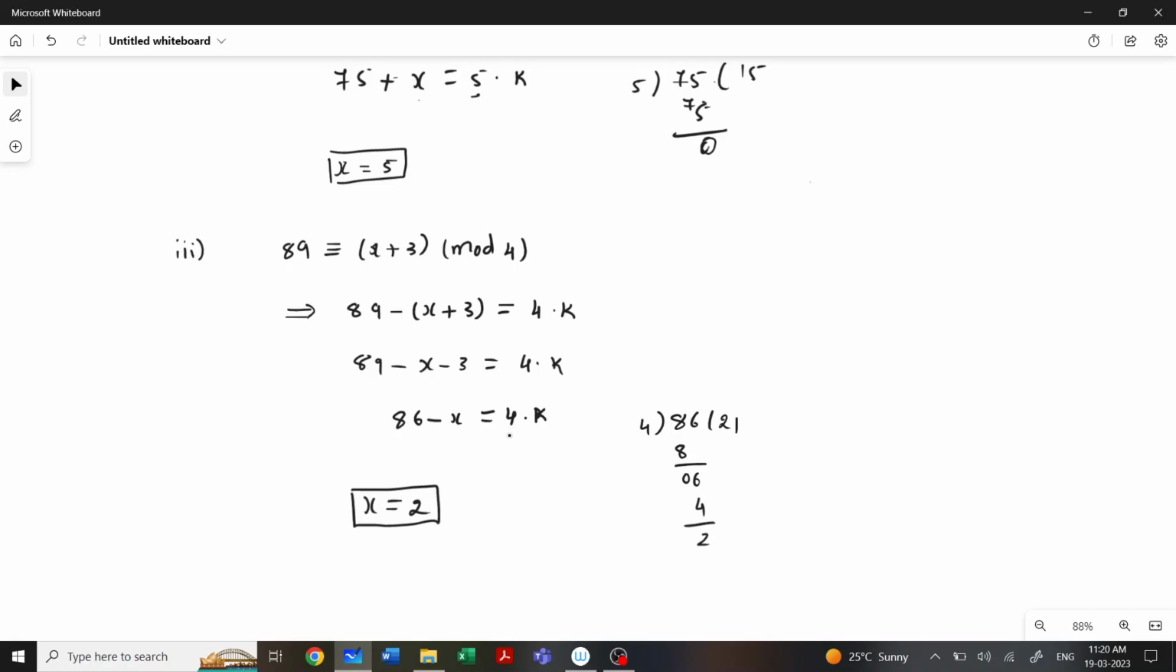Therefore, in this congruence modulo n, we mainly concentrate on the remainder, which gives the value of x. In the next session we will solve some more simple problems depending on this congruence modulo n.